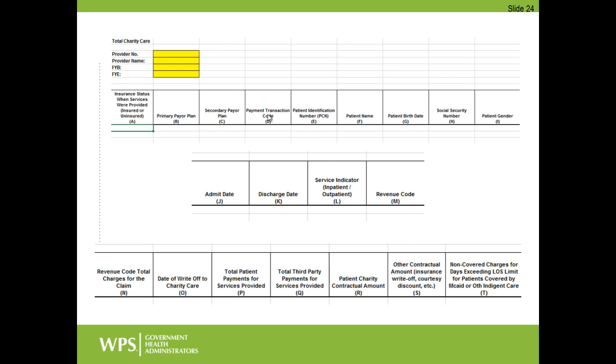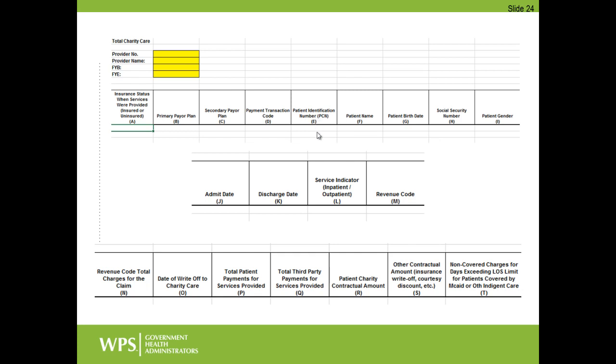So then we have the payment transaction code. Now this would be something internal to your provider. You would have to show an index or a legend showing what these codes mean. But this might be something showing how it was written off to charity care. You might have a variety of reasons for charity care. So we'd want to see the code for that patient and have an explanation as to what each of the various codes mean.